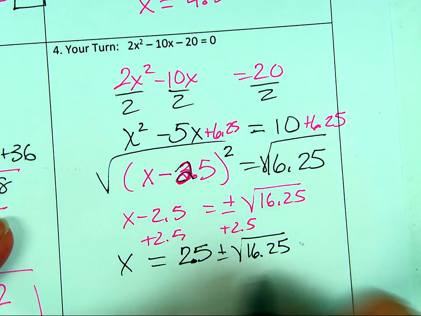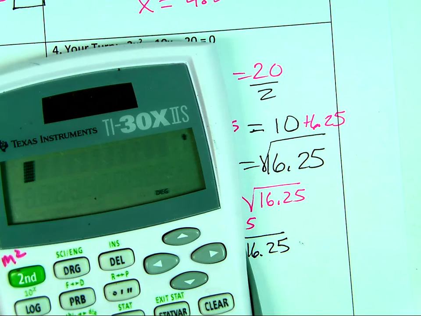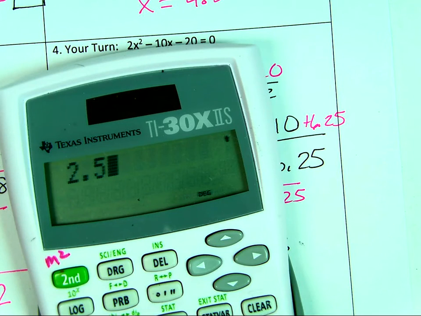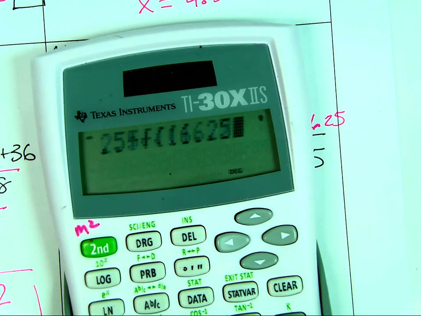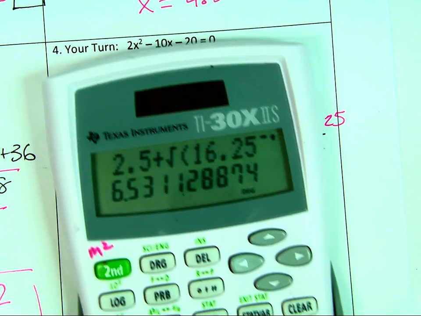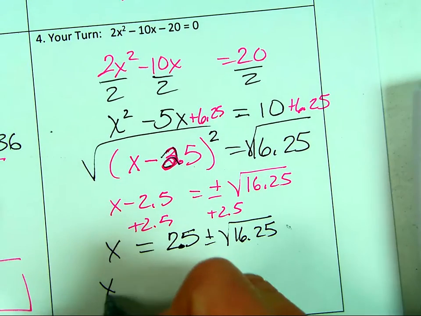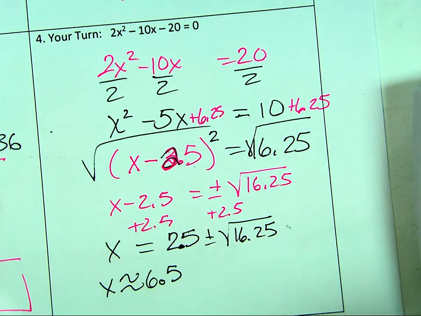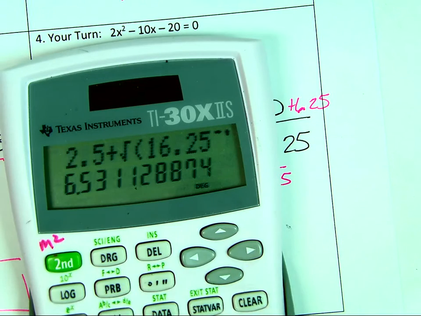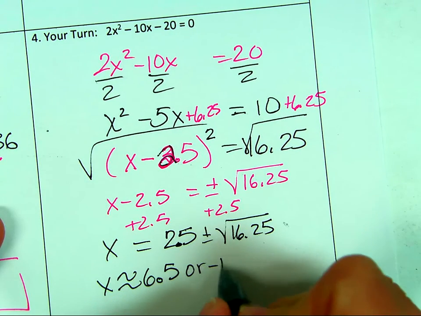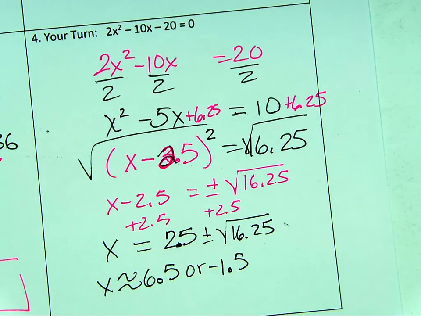So I'm going to put all of that in my calculator. I'm going to say 2.5 plus the square root of 16.25. And I get 6.5-ish. So x is approximately equal to 6.5 when I round to the nearest tenth. Then I'm going to use my backspace to go to the plus sign, and change it to a minus so that I don't have to write that whole thing in again. And that looks like negative 1.5 when I round to the nearest tenth. And that is how you solve quadratic equations using completing the square.